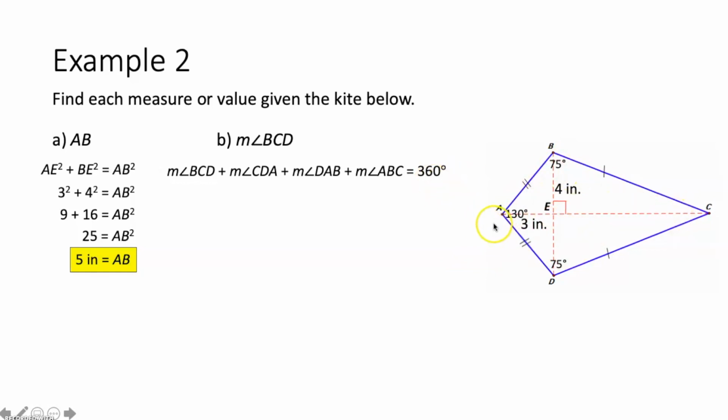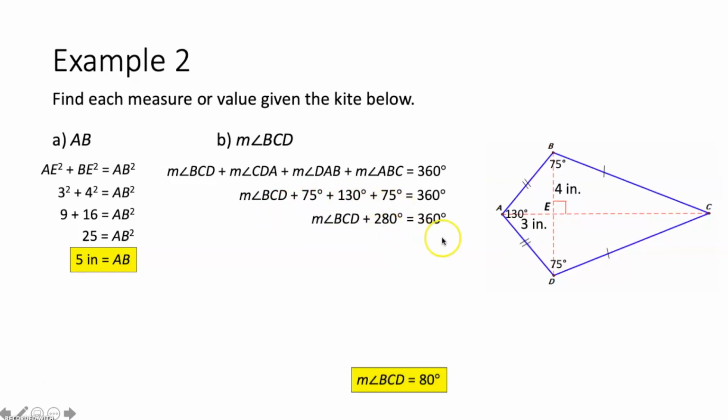So now I just take what these measures are equal to. The measure of angle ABC we said is 75 degrees, that goes in here. The measure of angle DAB is 130 degrees, that goes in here. The measure of angle CDA would be 75 degrees, that's going to go in here, and we're solving for the measure of angle BCD. So let's simplify this. 75 plus 130 plus 75 is going to give you 280. We then subtract that on both sides. We get the measure of angle BCD has to equal 80 degrees. And you're done.